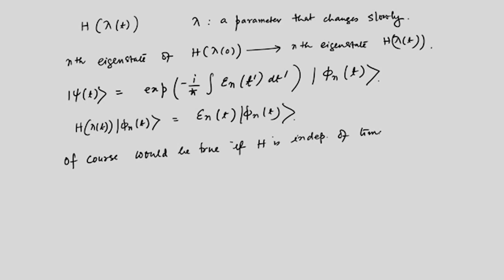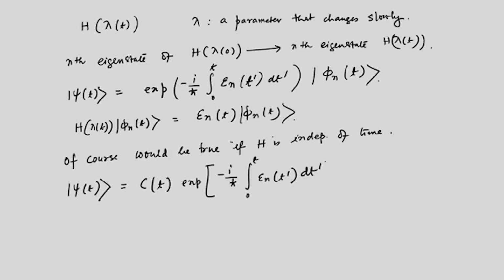Independent of time means it does not vary with time. Okay. But of course, for time dependent problems it cannot be done, that is we cannot say this, we will see how. So, in that case we need a little adjustment, and the adjustment is done through a coefficient which depends explicitly on time, and then exponential minus i by h cross integral 0 to t, say for example, epsilon n of t prime dt prime and a phi n of t.